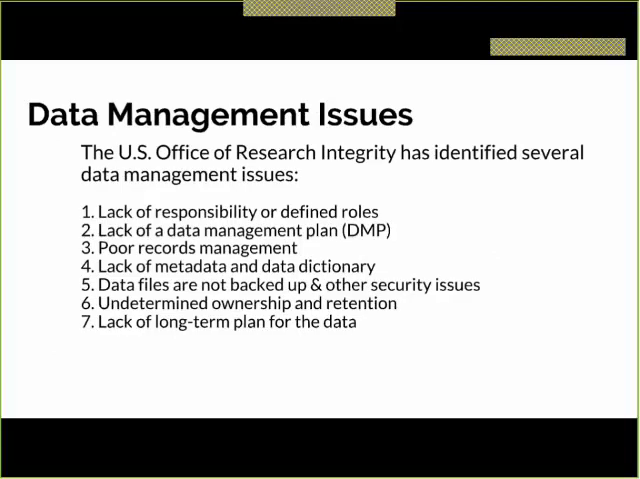So what we're going to do is go through and talk about some of the issues that the U.S. Office of Research Integrity has identified as the major issues in data management. And these are the ones that we'll look at. So these are seven issues. Lack of responsibility or defined roles, lack of a DMP, poor records management, lack of metadata and a data dictionary, not backing up or having other kinds of security issues, undetermined ownership and retention, and a long-term plan. So we'll go through each of these briefly and talk about best practices for each of these. The one we'll focus most on, though, is going to be records management and metadata, because those are the ones where the library really can help you with that.